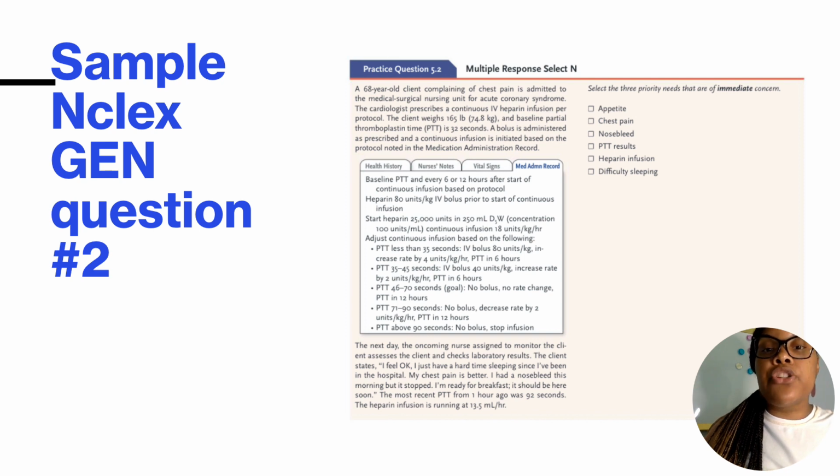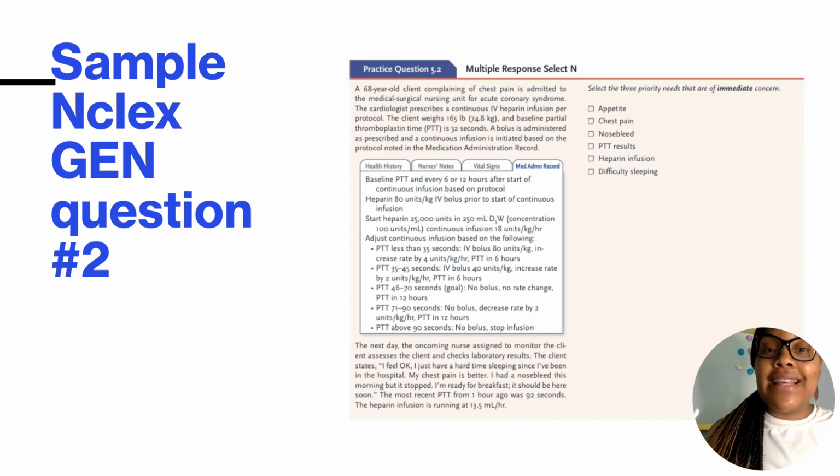So our immediate concern is around this heparin infusion, around this patient having this nosebleed and their PTT being too high. And if you look at the MAR, you see that the goal PTT they want this patient to be at is between 46 and 70 seconds. So that patient was at 92 seconds, way out of the goal range that they wanted that patient to be in.